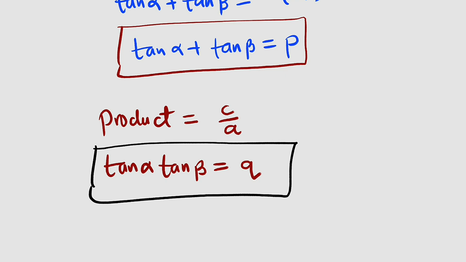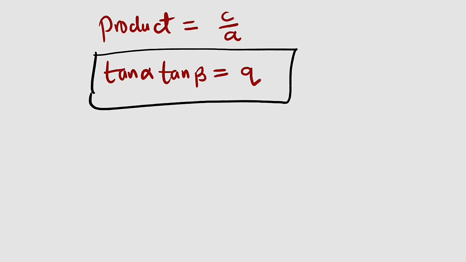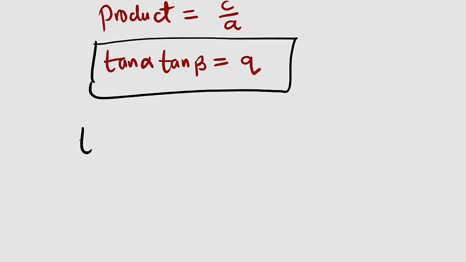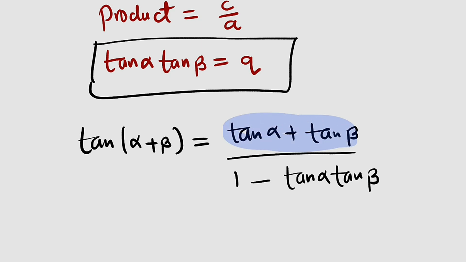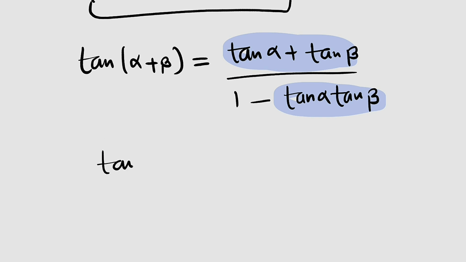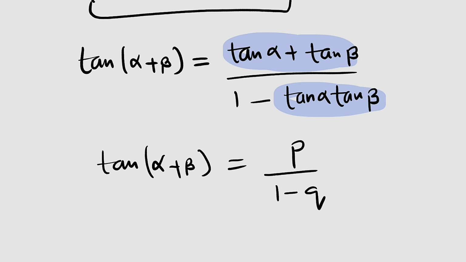Our main goal is to get sine squared (alpha plus beta), but we can obtain that from the tan ratio. If you take tan of the double angle, alpha plus beta, you know this can be simplified as tan of the first angle, alpha, plus tan of the second angle, beta, divided by 1 minus the product tan alpha tan beta. But we know that the sum of these roots is p while the product is q. So we can just substitute that. Tan of (alpha plus beta) is equal to p divided by 1 minus q, because the sum is p and the product is q.